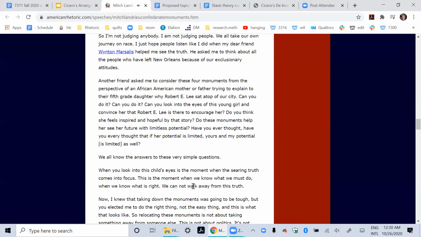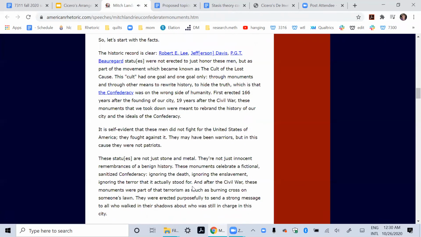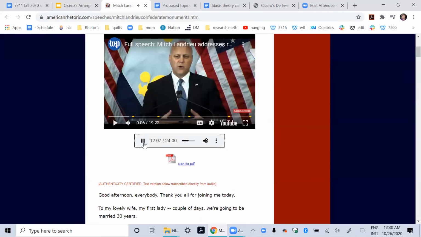We all know the answers to these very simple questions. When you look into this child's eyes is the moment when the searing truth comes into focus. This is the moment when we know what we must do, when we know what is right. We cannot walk away from this truth. Now, I knew that.